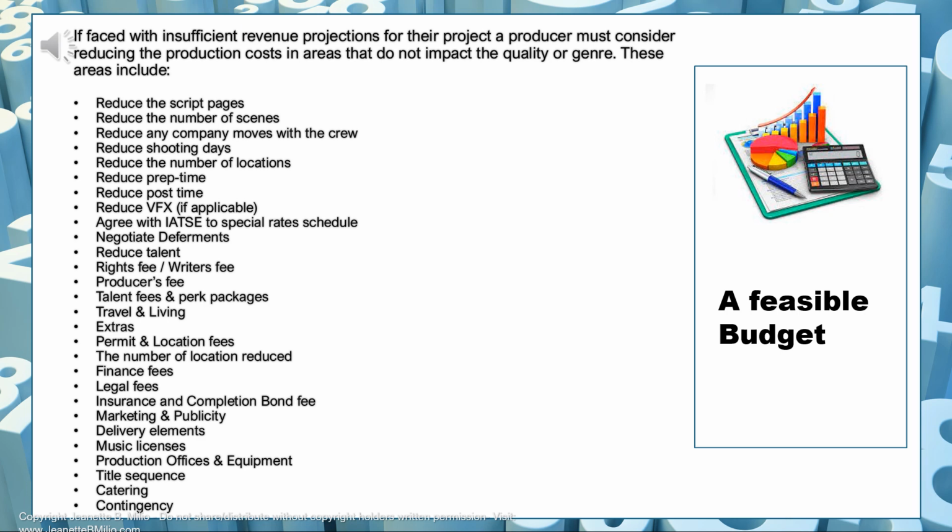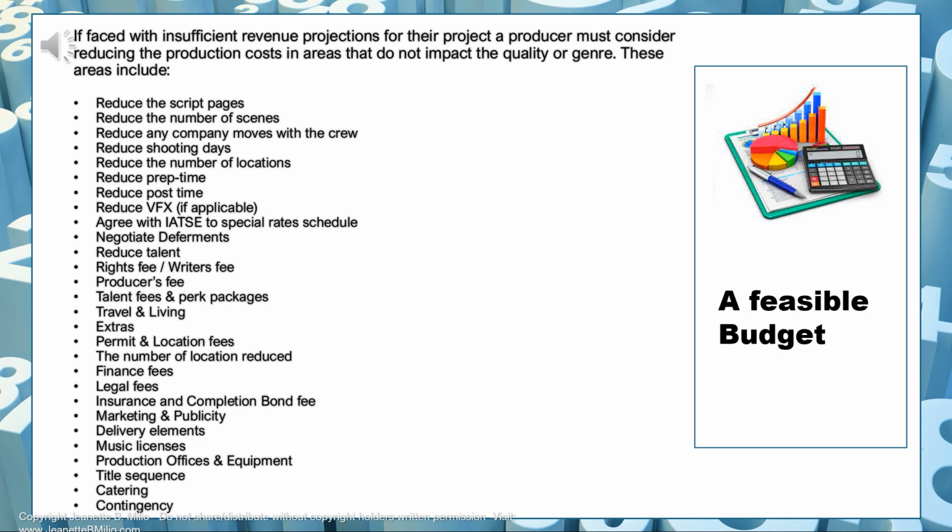Reduce any company moves with the crew. So try to keep your movie contained in a certain location spectrum where you can use one location to shoot many different setups, or keep it close by. So have locations that are not so far away, especially if the company move happens during a shooting day. So ideally, you don't want a company move during a shooting day. You want to keep your crew at the same place for the day, not move that day and maybe have them show up the next day on a different location.